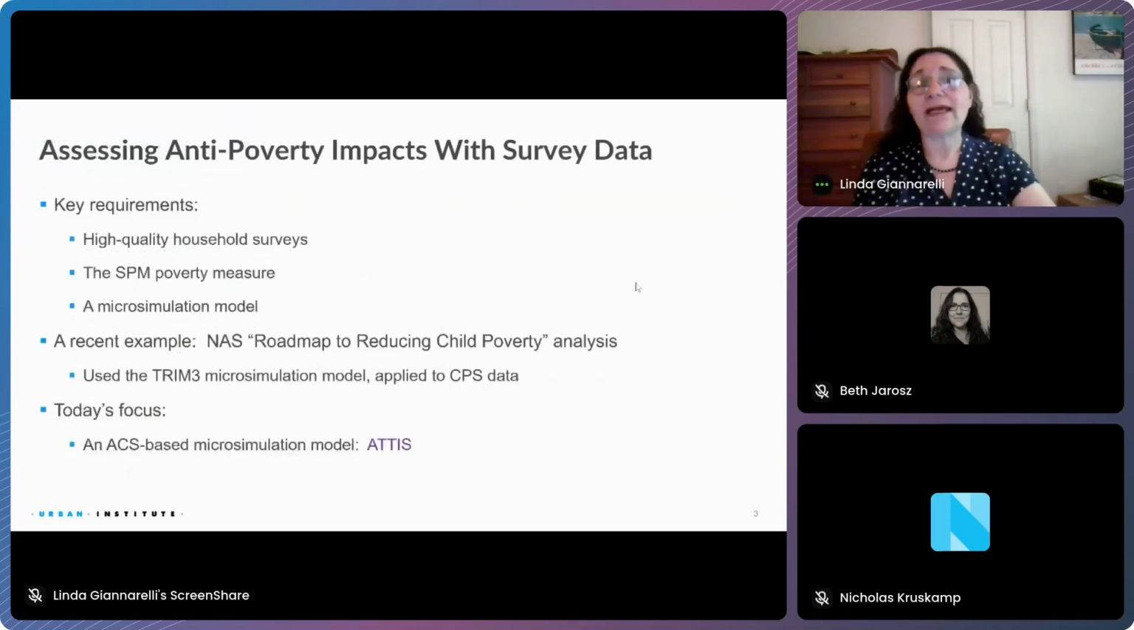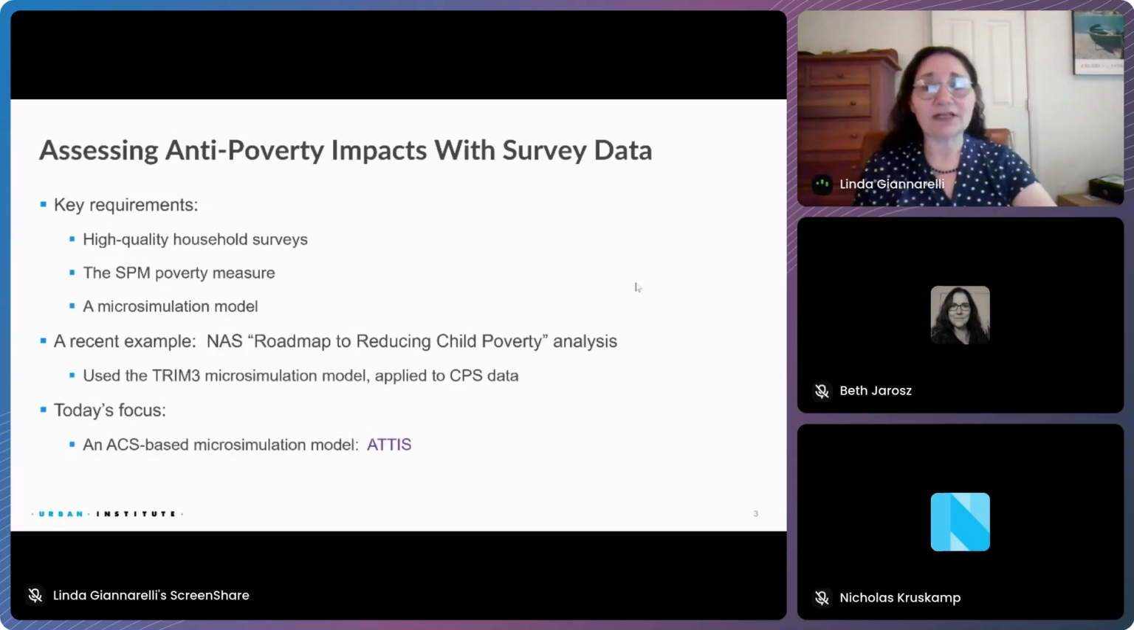One important way of doing that is to use household survey data like the ACS. Specifically, starting with household survey data, then assessing poverty most likely with the supplemental poverty measure, or the SPM, because that lets you look not only at the impact of changes in cash, either earnings or cash benefits, but also at the impact of changes in in-kind benefits. And finally, the piece that I'll be focusing on today is using a microsimulation model.